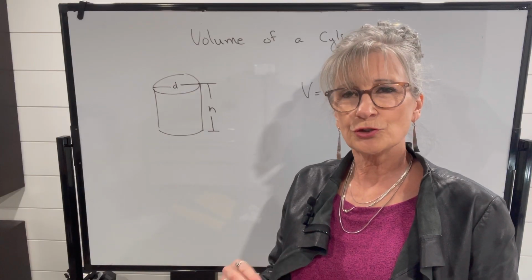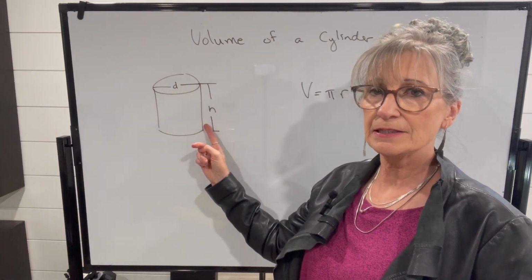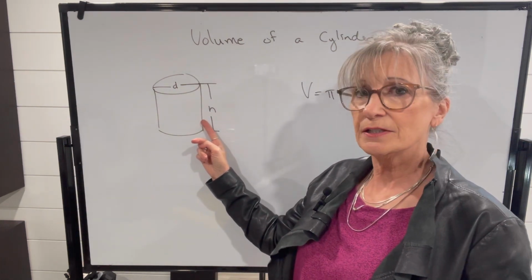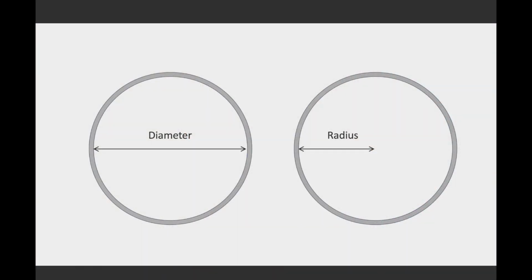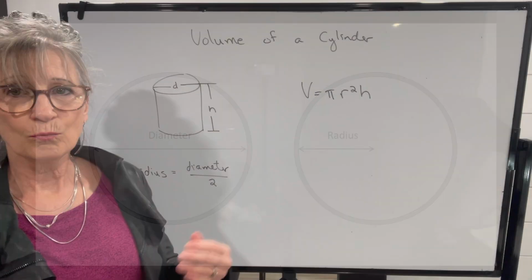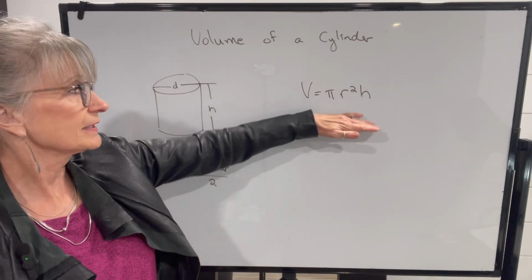When dealing with cylinders, you'll usually be given two dimensions, the diameter of the cylinder and the height. And in order to find the volume, you need to find the radius. Radius is simply the diameter divided by 2. Once you have radius, then we can look at the formula that looks like this.